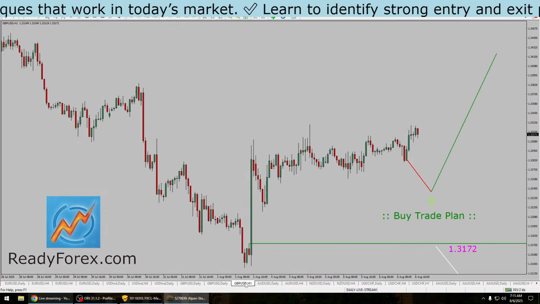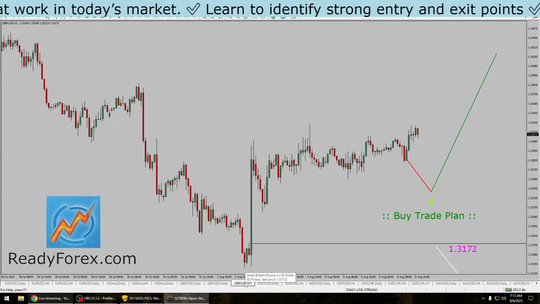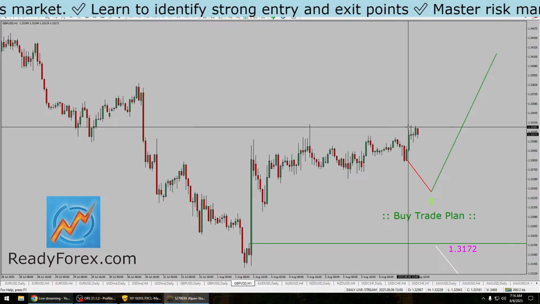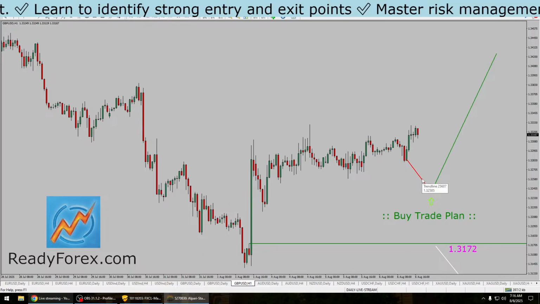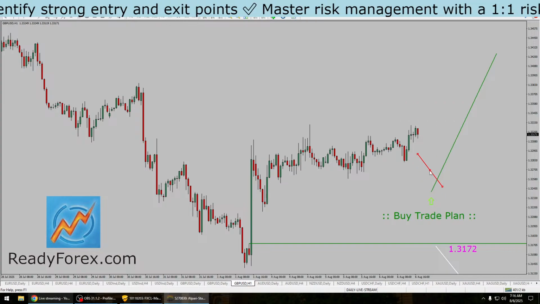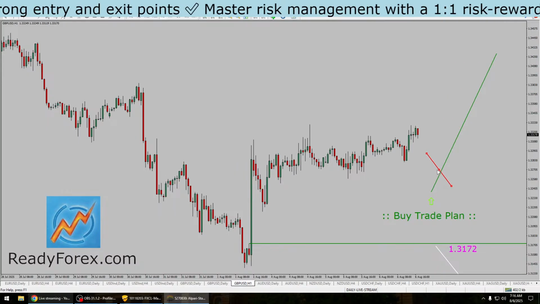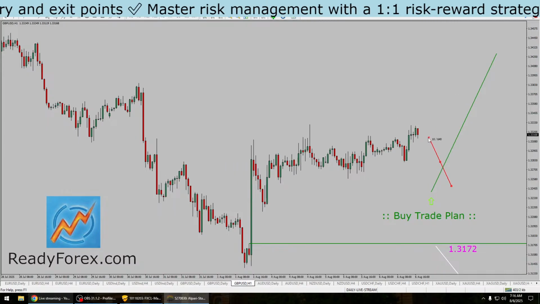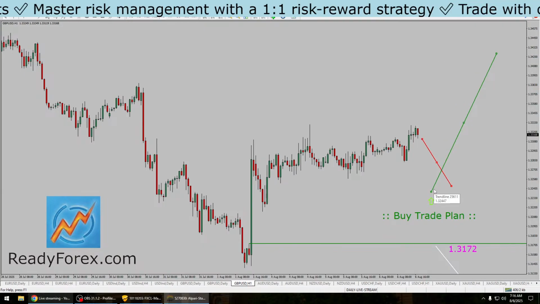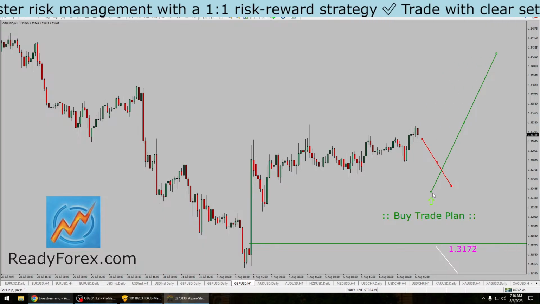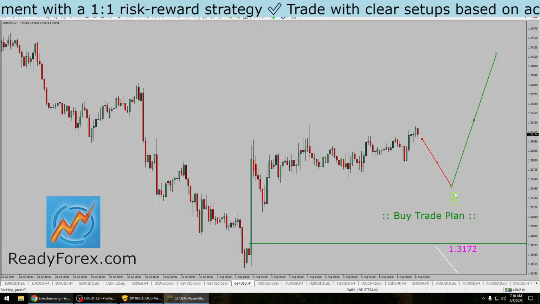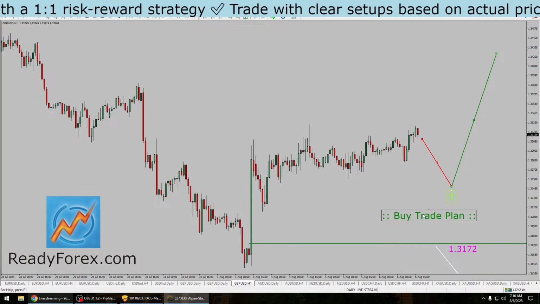Okay, on the one-hour time frame of the GBP/USD currency pair, I was kind of looking for a pullback over here, and so far I did not get any pullback, and we'll see how it goes. The price action is trying to just keep moving up over here. It looks a bit bullish. So here's the buy trade plan.